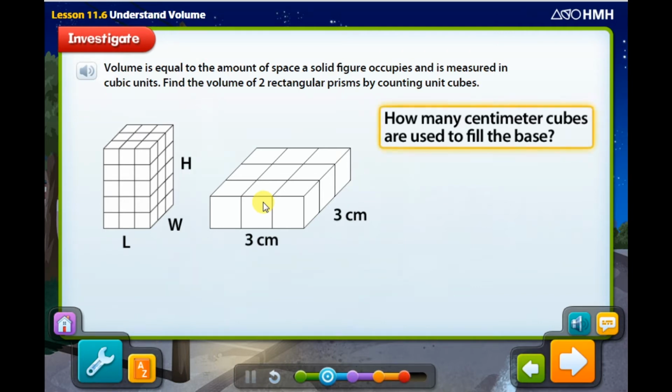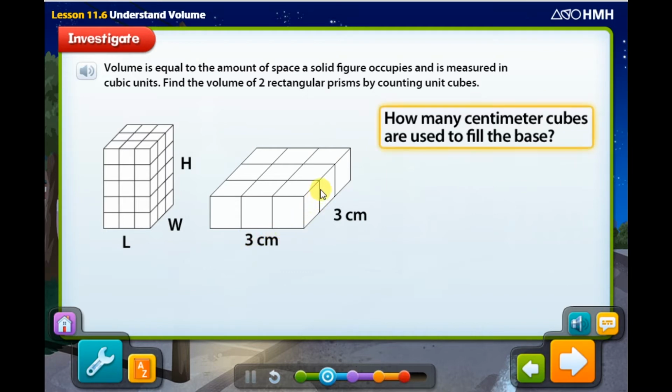Okay, so first, to measure the volume of any rectangular prism, you have to know how many cubes are in each layer, then multiply it by how many layers in all. However, to find how many cubes are in each layer, you have to know how many rows of cubes by the number in each row. Here you have 3 cubes. Each cube consists of 1 centimeter. This means they are in all 3 centimeters.